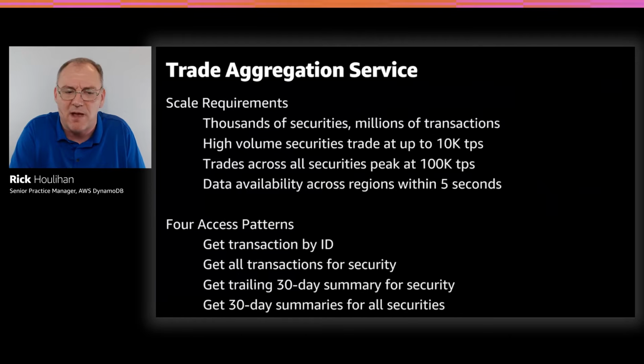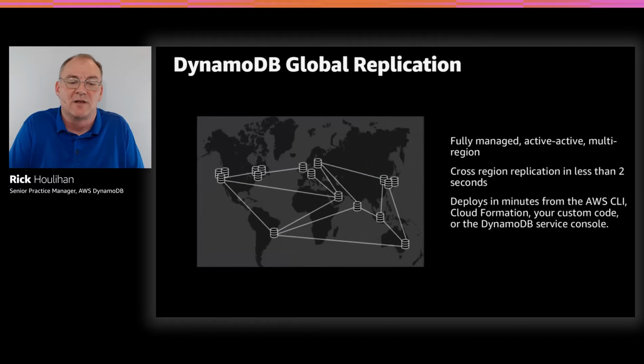The 4 access patterns to support: get transactions by ID, get all transactions for a security, get trailing 30-day summary for a given security, and get the 30-day summaries for all securities. And so these were the access patterns that they needed. What they wanted was, again, that global replication. That was a real big feature for them that they needed to have.